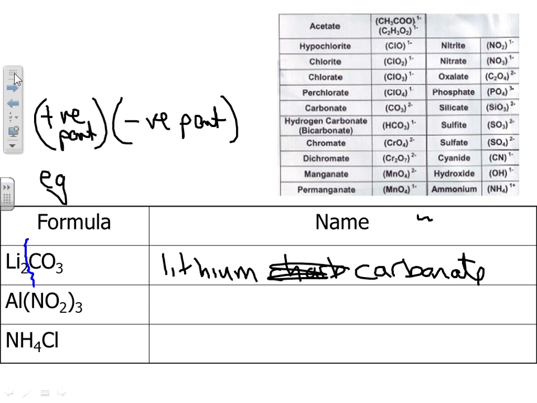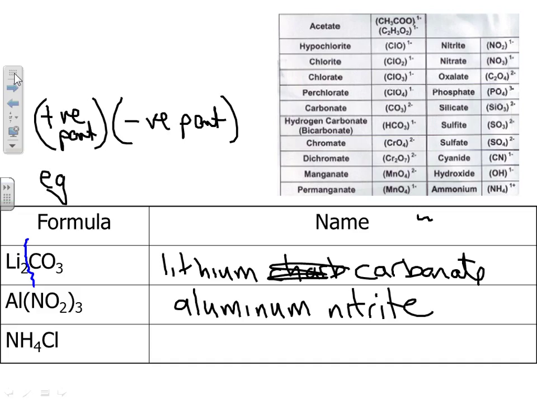I got aluminum nitride. Excellent. Aluminum nitrite. Now, the way you get nitrite is to look at the NO2. This 3, where did the 3 come from? It comes from the crossover of the aluminum. So we're always looking inside the brackets for what the thing is. When we do the formulas, that's where our numbers will come from when we cross over. Last name here.